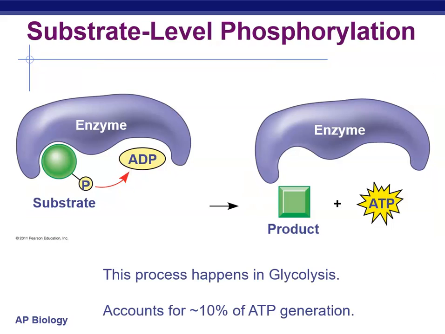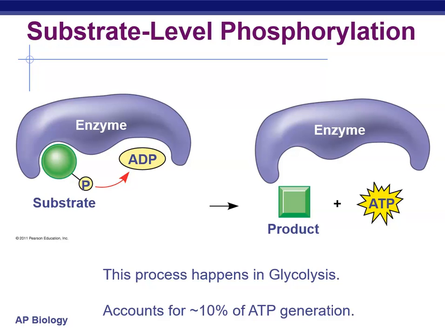First, though, let's review this. 90% of the ATP that you make in your body is through oxidative phosphorylation through the electron transport chain, which is a great method because it makes so much. However, about 10% is generated during methods like glycolysis in a process called substrate level phosphorylation.